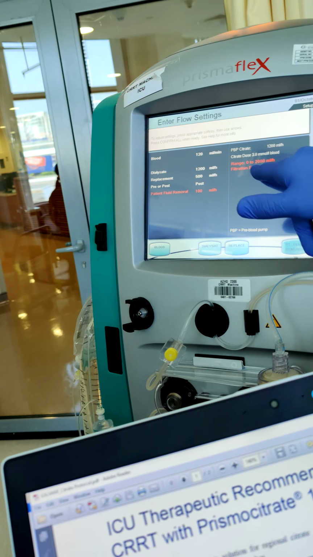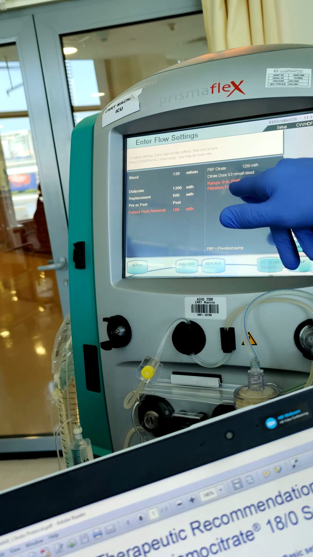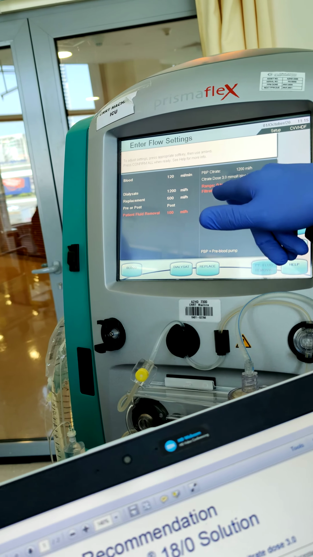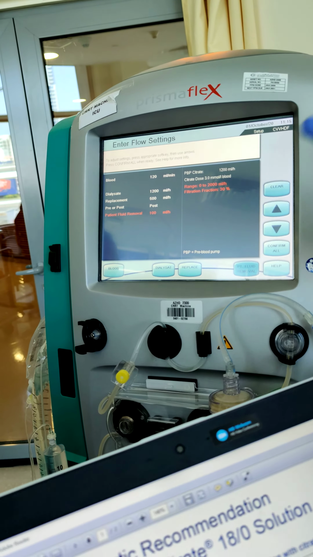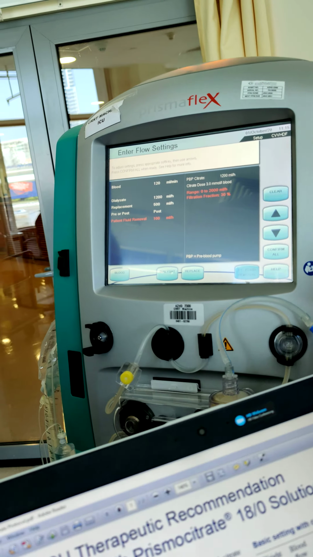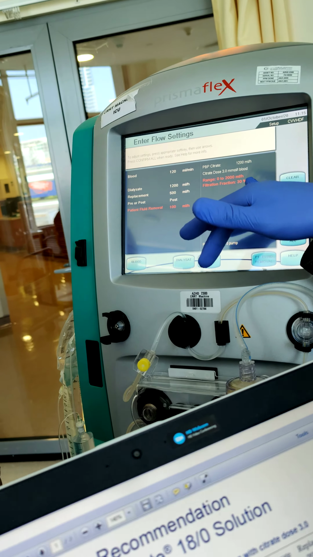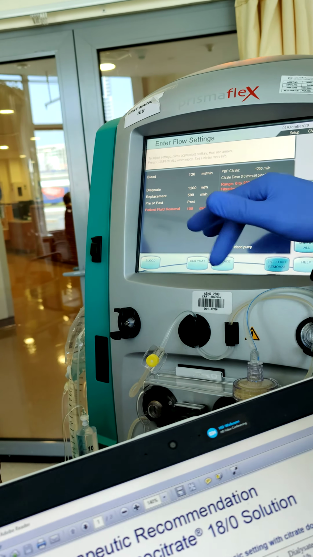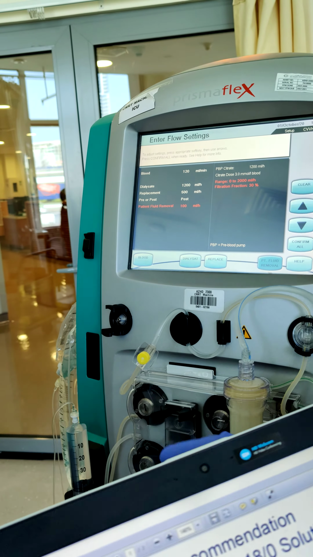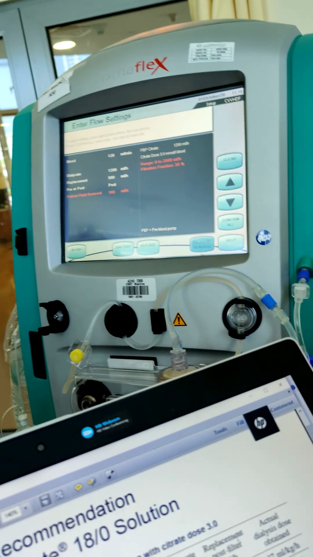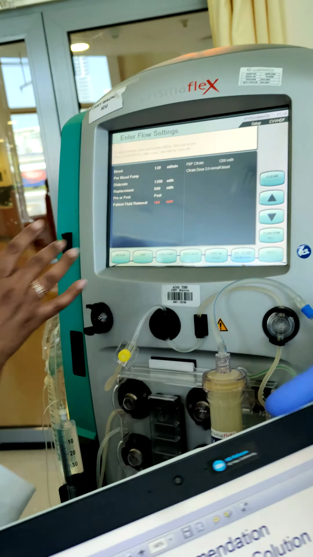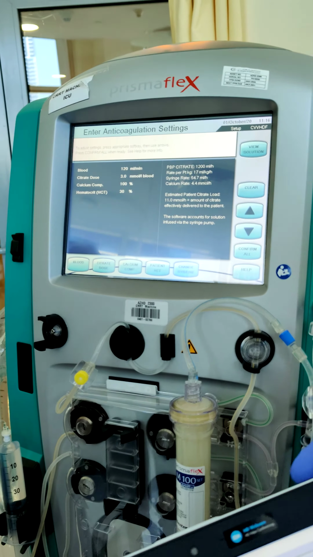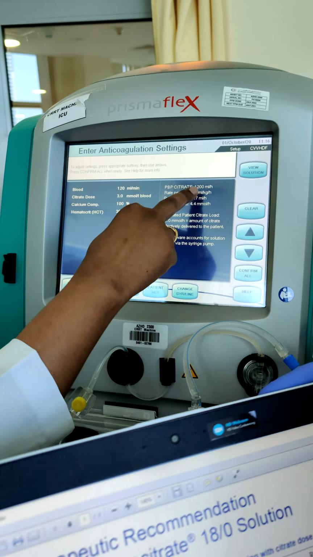Here, you can observe one thing: filtration fraction. You can find that it's higher than what we know. We know that it should be less than 25. Here it's 30. You can accept up to that. If it increased to 30% or whatever, no issue, because no clotting will happen because we have citrate. This is the difference, and it gives us more confidence. And the citrate dose, the machine will calculate it alone.